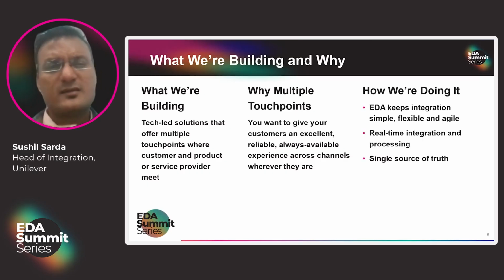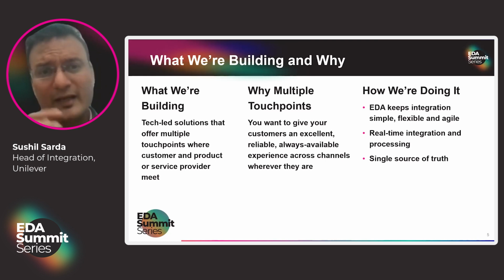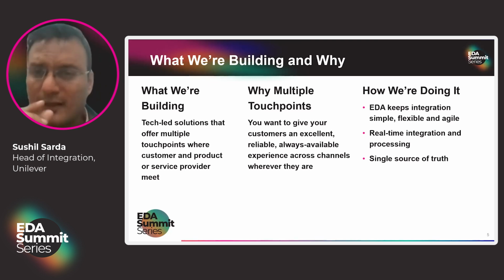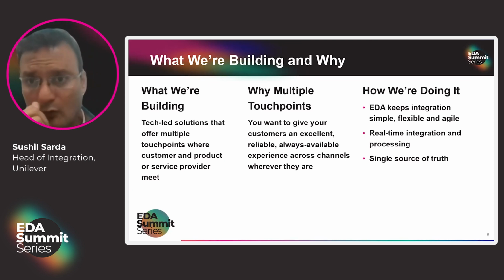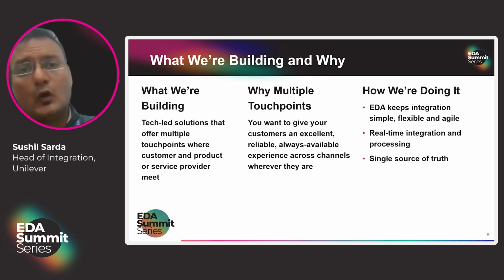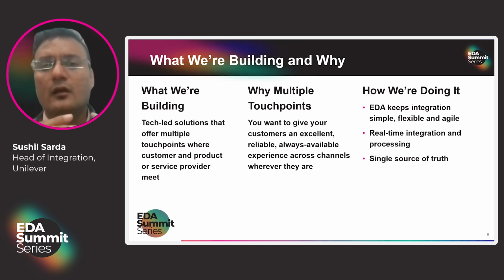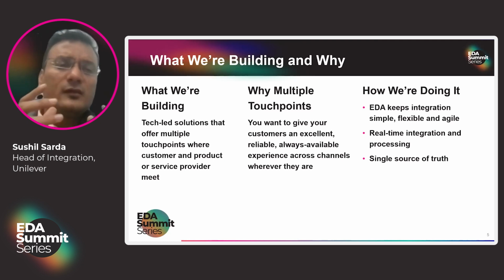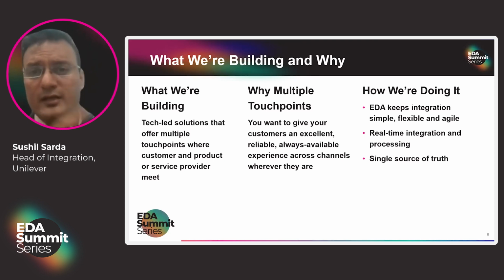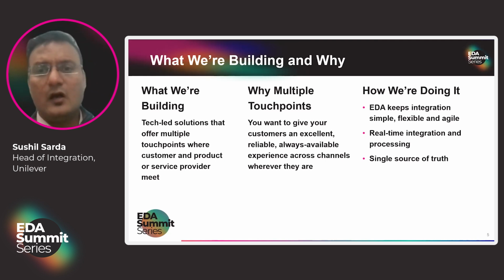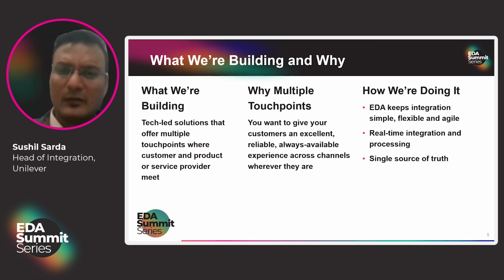So everybody wants to keep integration simple, flexible, and agile. And given we want to give an omni-channel experience, we want to ensure that if a customer has performed a transaction from one channel, that transaction is also replicated and reflected on all other channels as well. So integration has to be real time. Data processing has to be real time. We also want to clearly establish a single source of truth so that there are no data consistency or data reliability issues. Now, all of this can be achieved with event-driven architecture in a seamless manner.